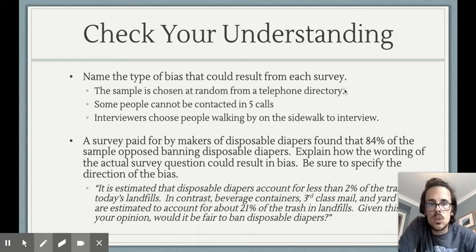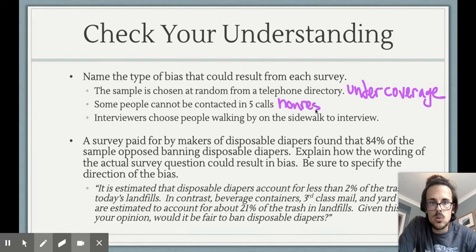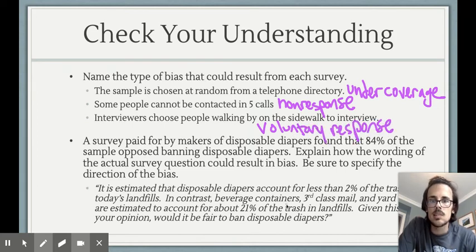If you choose your sample out of a telephone book, that is going to be undercoverage. There are people who do not have a phone number in the book, and you won't be able to contact them as a result. So you finally get a hold of your sample, you choose your sample, but some people don't return your calls. That's nonresponse, when they choose not to be a part of your study. And then if your sample is just people walking by on the sidewalk, that is a voluntary response. So those are 3 things that are all bad sampling techniques.